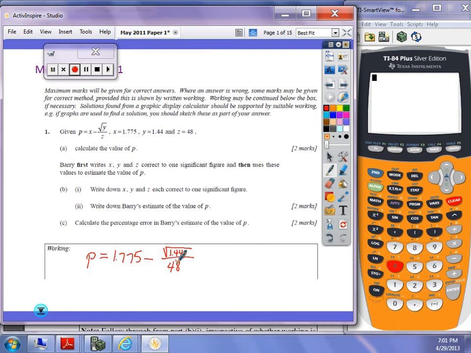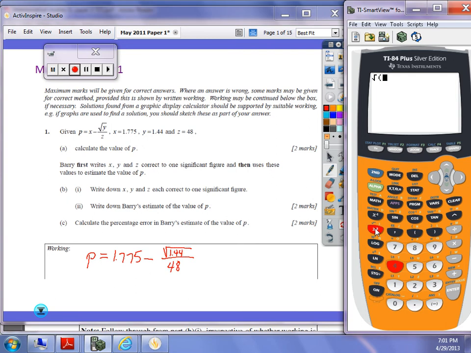Now I'm going to show you how I would do this in my calculator. I would do order of operations, and I'm going to calculate that square root first. So the square root of 1.44 is equal to, that's not right, the square root of, my calculator's being a little glitchy, 1.2. I'm going to divide that value by 48. Divided by 48 is equal to 0.025.